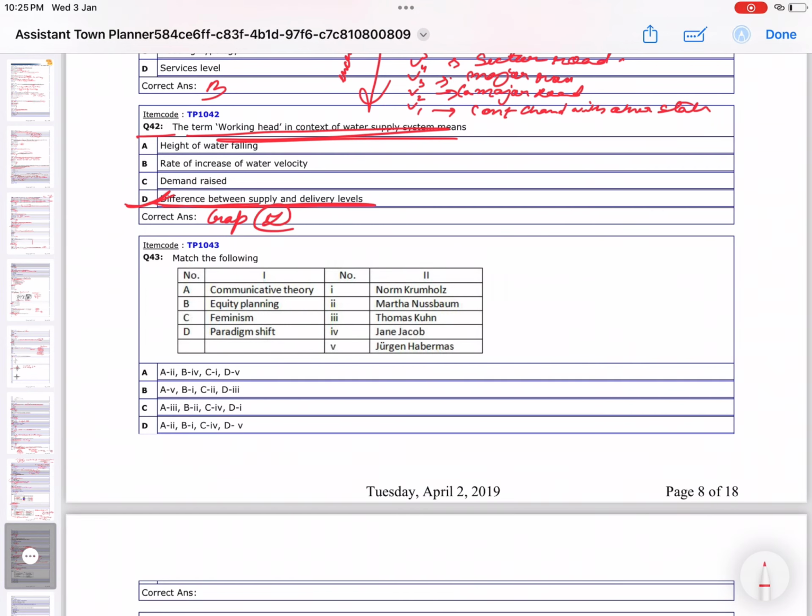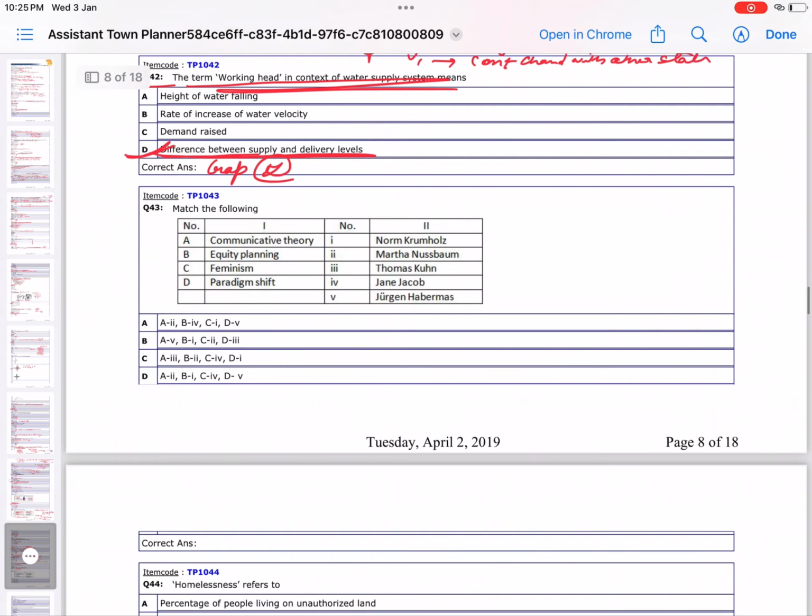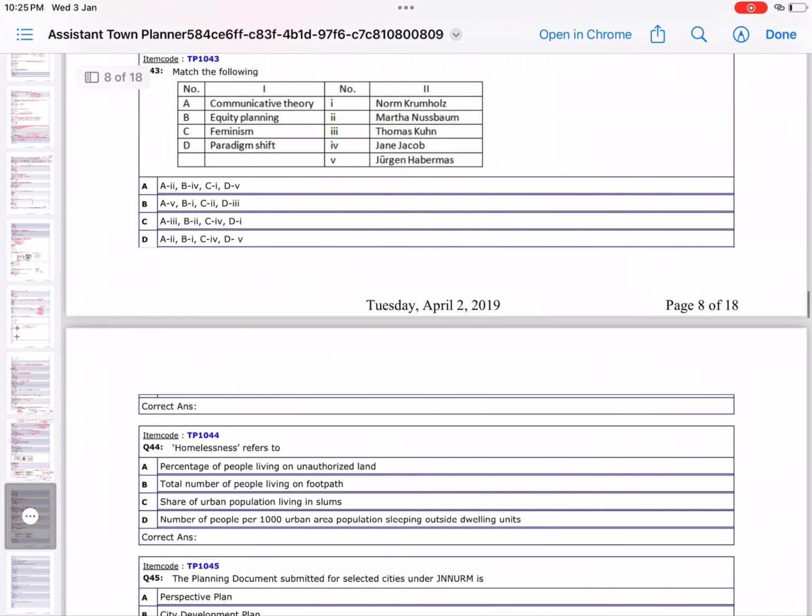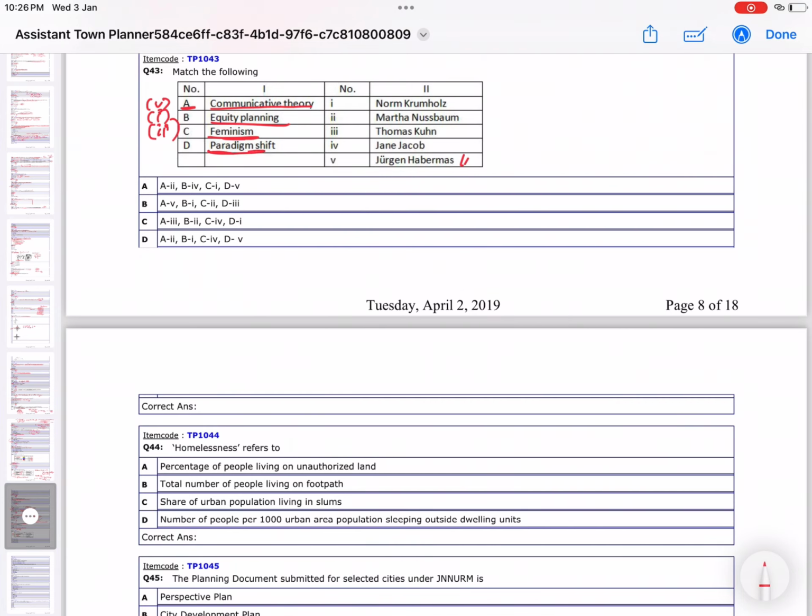Question number 43. Match the following. Again, there are theories and the propagators of the theory, and we have to match them. First, communicative theory was given by Habermas. Equity planning is given by Norman. Feminism is given by Martha. And paradigm shift is given by Thomas.